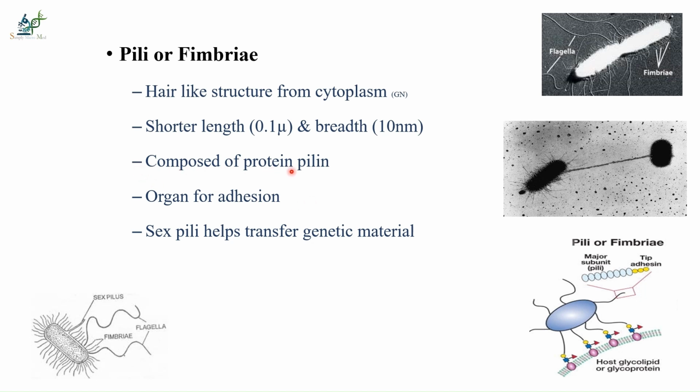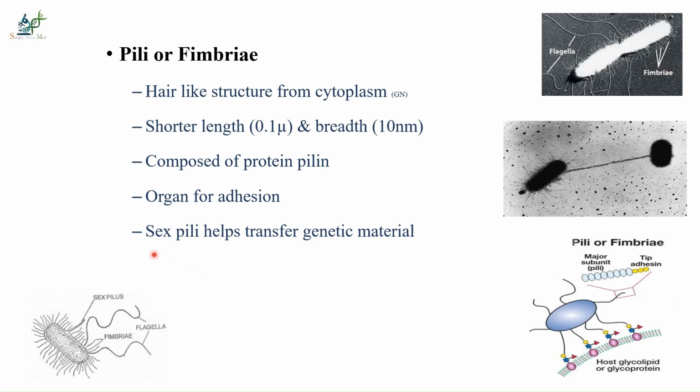It is composed of a protein called pilin, and its length is short. The measurement is 0.1 micron in length and 10 nanometers in breadth. You can imagine the size of the pili. So it is shorter in length. It is the organ for adhesion. That means with the help of pili, bacteria will go and bind to the host membrane or host glycolipid or glycoprotein area.